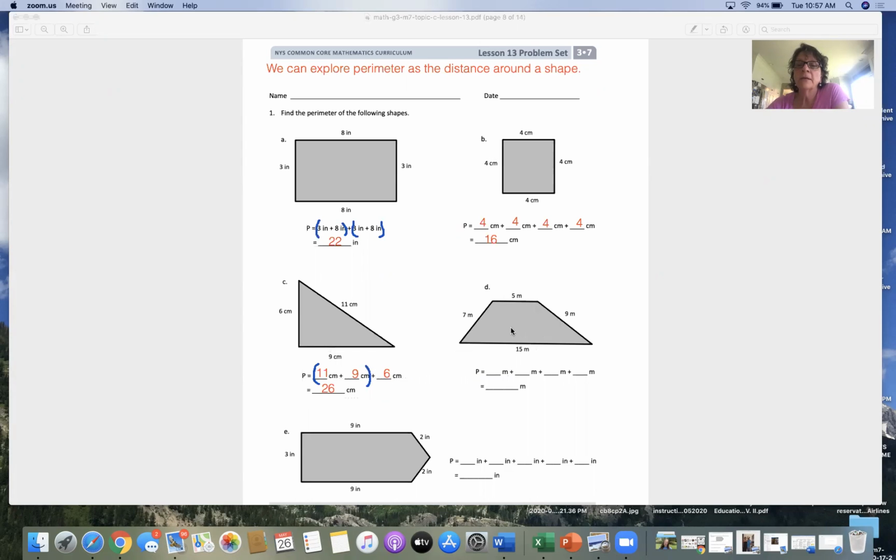Again, a four-sided polygon. Four-sided polygons are called quadrilaterals. This only has one set of parallel sides, so it is called a trapezoid. And notice it doesn't have any right angles. These are larger than a right angle, and these are smaller than a right angle. Because it has four sides, we'll have four numbers in our number sentence to find the perimeter. So go ahead and fill those in. And I'm going to give you a minute to try to find your answer for that.